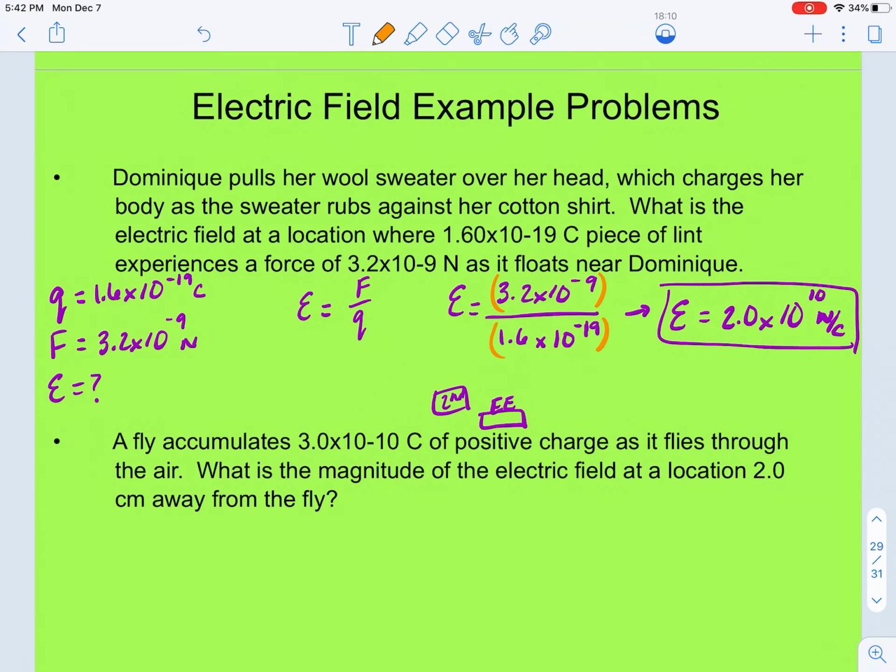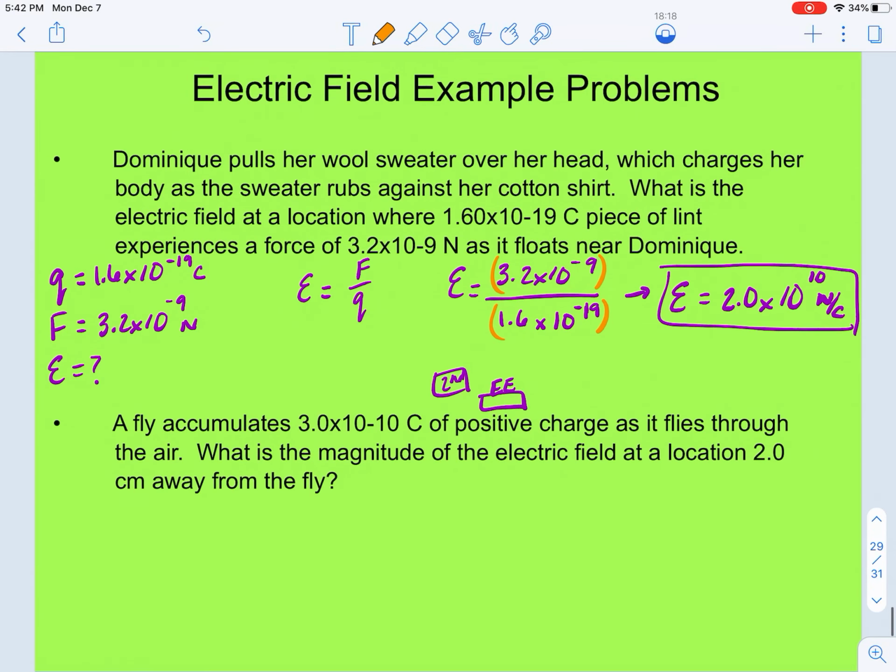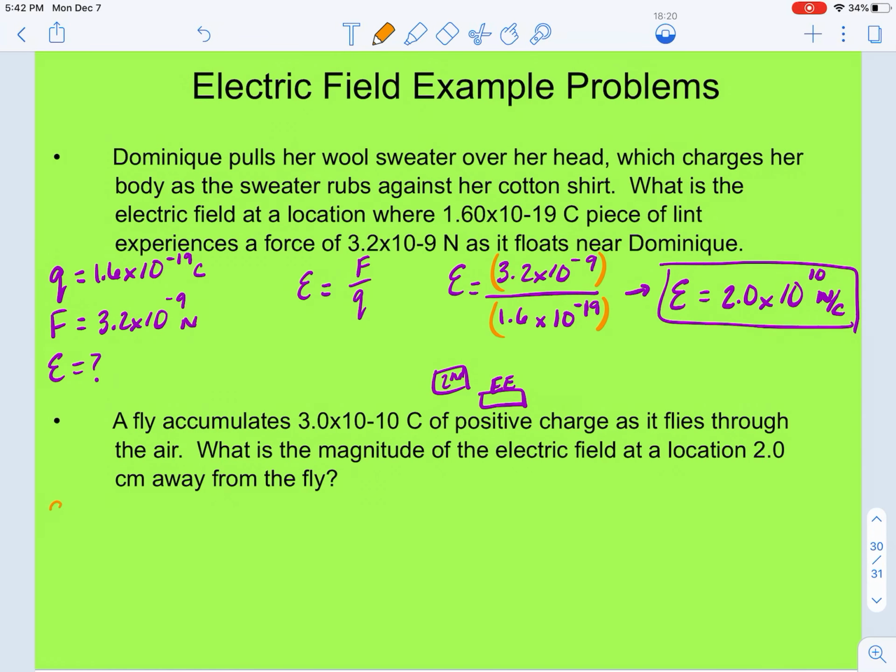Okay, let's look at one more example before we go. Here we have a fly, and it says the fly is going to accumulate 3 times 10 to the negative 10 coulombs of positive charge as it flies through the air. What is the magnitude of the electric field at a location 2 centimeters away from the fly?